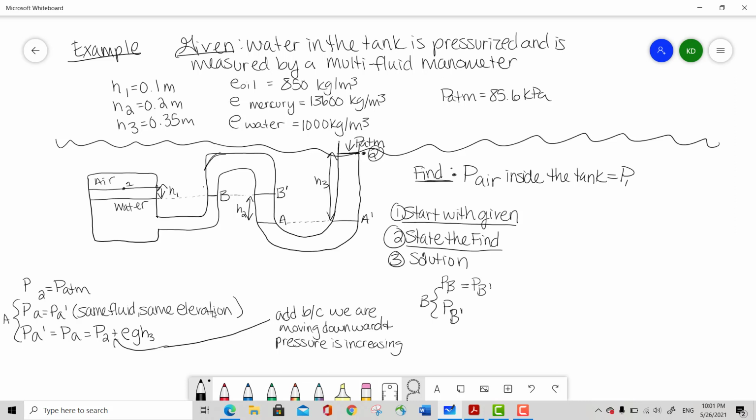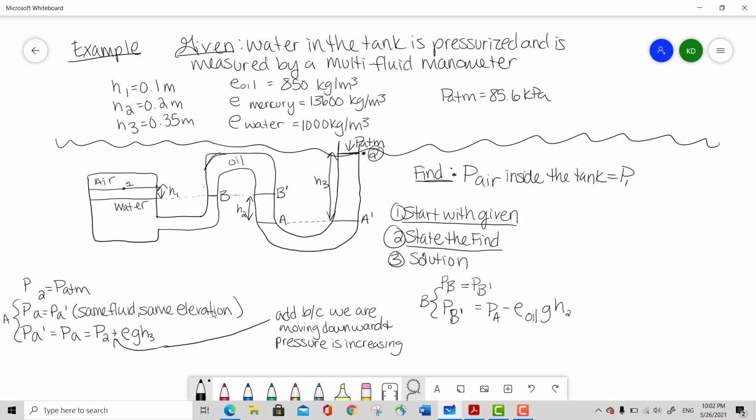B prime equals pressure A, right here, minus, because we're going up, the pressure is decreasing. Right here we added because we were going down, right? So now that we're coming back up, we need to deduct because the pressure is decreasing. So we need to deduct rho GH2.